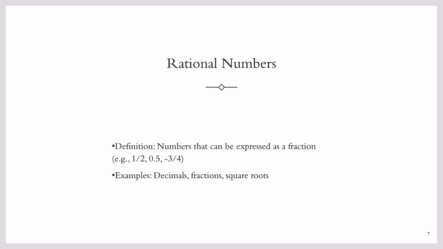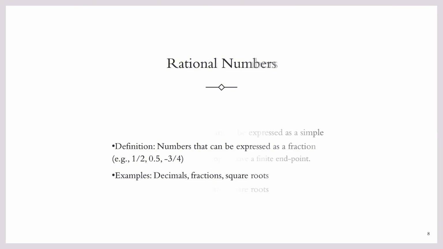Next, we have rational numbers. They are numbers that can be expressed as a fraction or in decimal form, but they must be finitely stoppable in writing, such as 1 by 2 or 0.5 or minus 3 by 4.